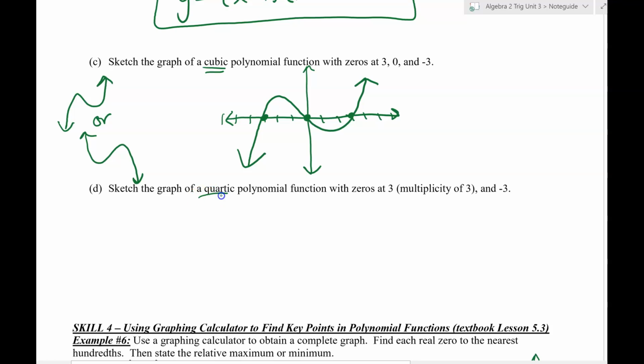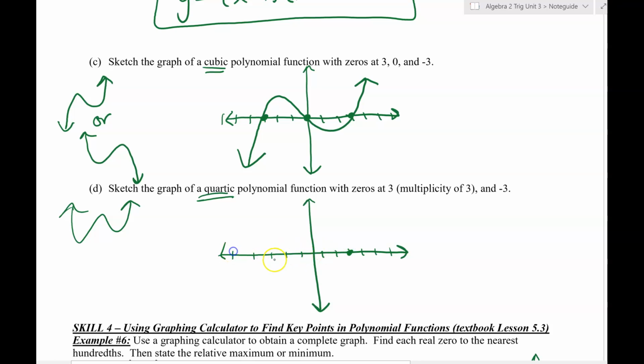And then lastly, it asks us to sketch a quartic, so I kind of think like this. But remember, it could have fewer zeros than that. And because they don't specify the lead coefficient or specific behaviors or points that it passes through, you could draw this going downward as well.